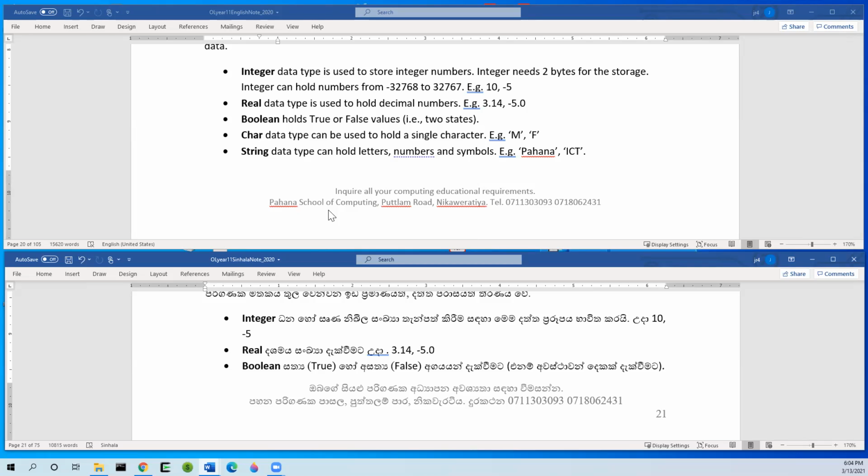Then if you have only two states, two different values like true, false, yes, no, then we call it boolean.